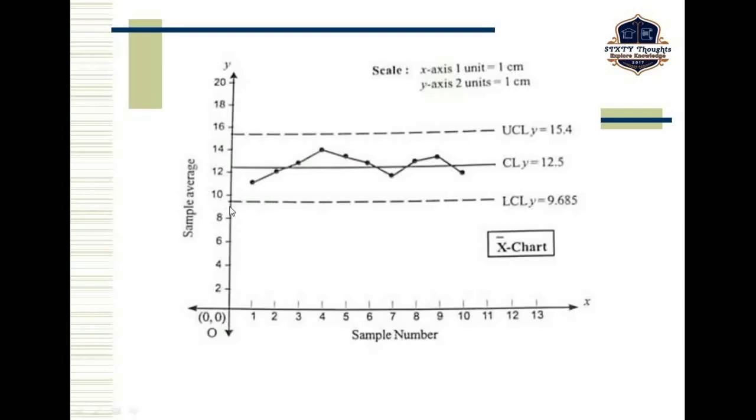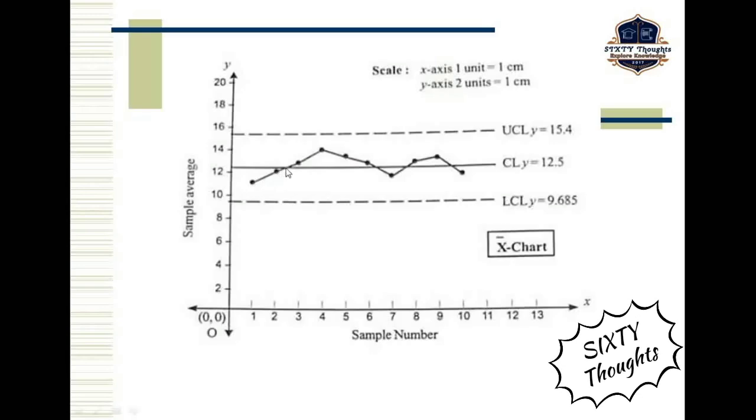Third, we are going to draw the lower control limit line. We know the lower control limit is 9.685. It is nearer to 10 only. Okay. After that, we are going to mark all the sample mean values by using the sample size. Sample 1, the sample mean value is, I think, 11. Next 12. Next, like that you get all the values.